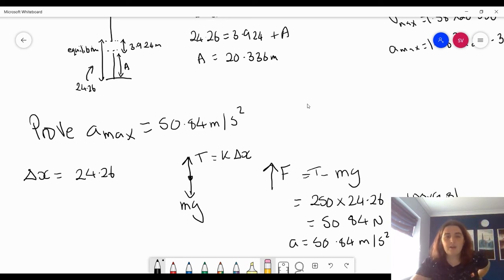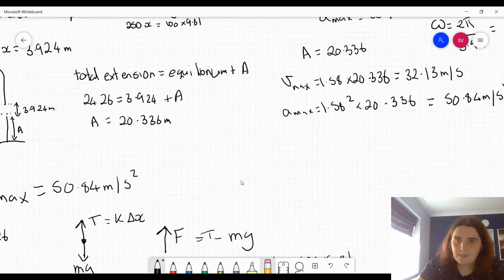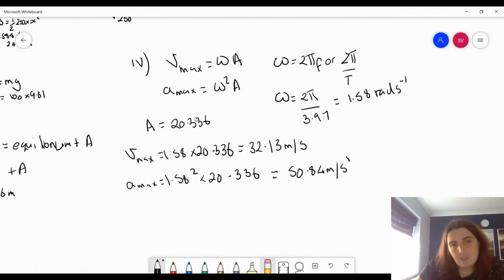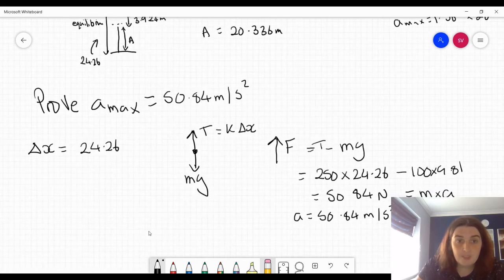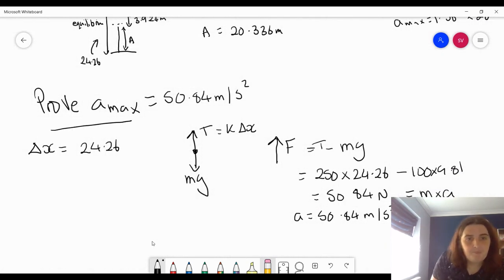So as you can see here, I actually didn't have to work out the maximum acceleration. I didn't have to use a max equals omega squared A. I could have just done some forces here. Okay, let's do another one.